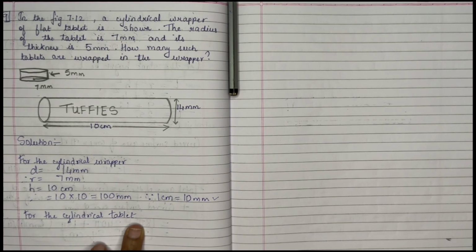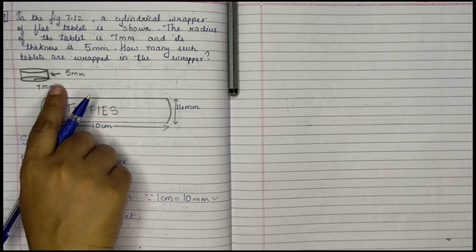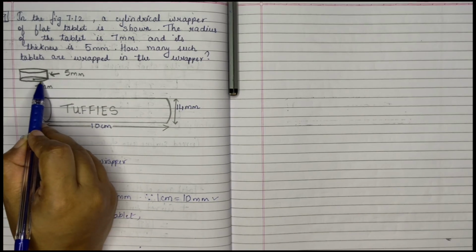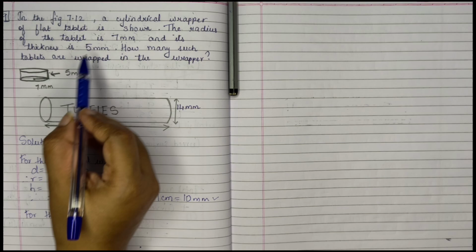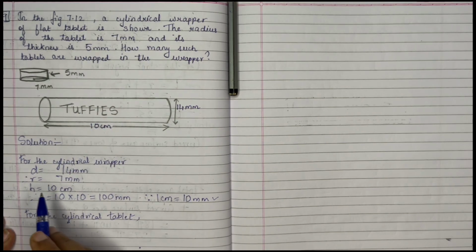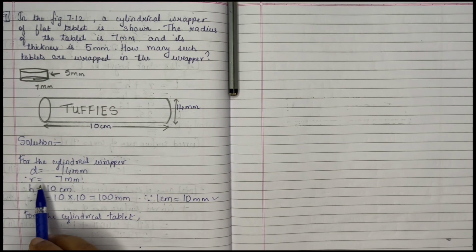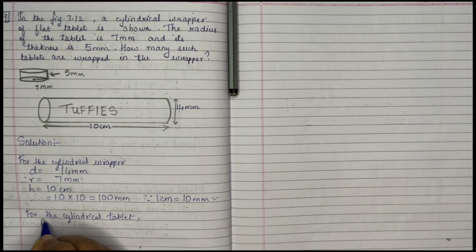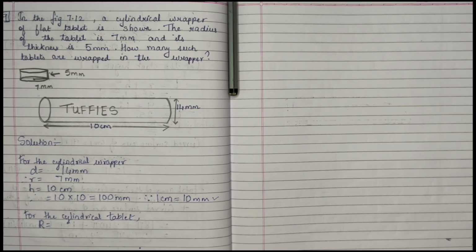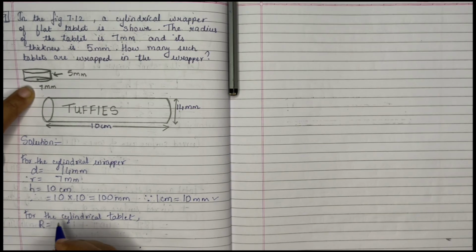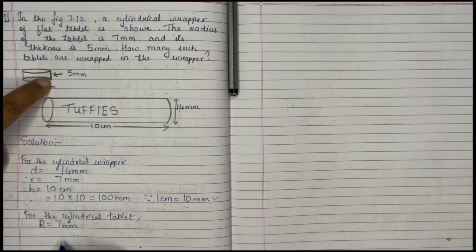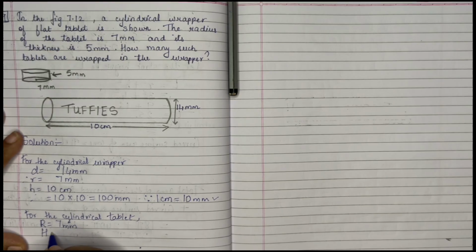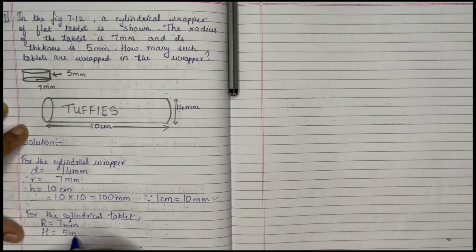For the cylindrical tablet, what is given here? See, the radius is given. The radius of the tablet is 7 millimeters. Now you can also take a capital letter. For the cylinder I took small letters, but here you can even take capital letters. I will take capital R for the radius of the cylindrical tablet. Radius is 7 millimeters. And the thickness, that is the height, is 5. Again capital H, 5 millimeters.